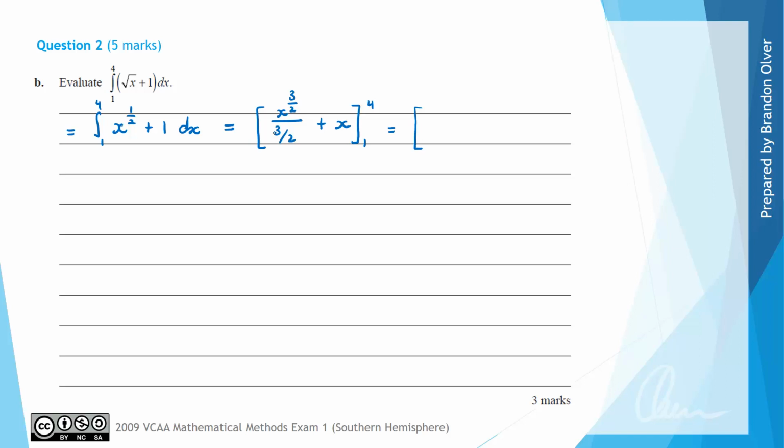x to the power of 3 on 2 divided by 3 on 2, which would be the same as 2 times x to the power of 3 on 2 over 3. So instead of dividing by the fraction, we multiply by the reciprocal. And then we'll still have plus x between 1 and 4. So to evaluate this, we're going to sub in the upper and the lower terminals.